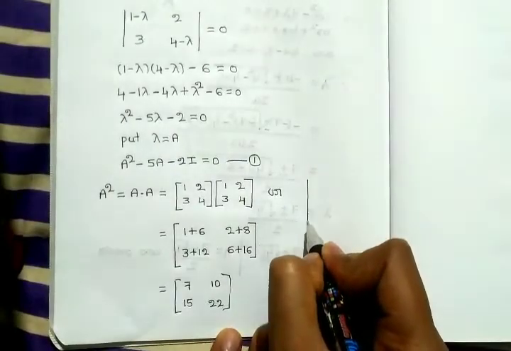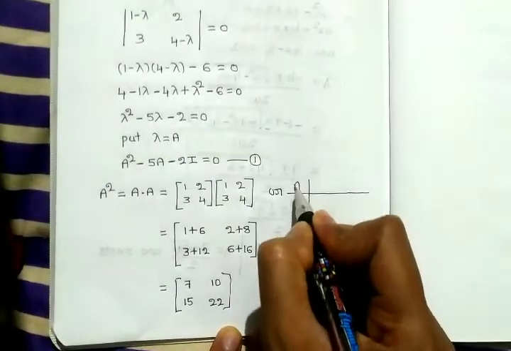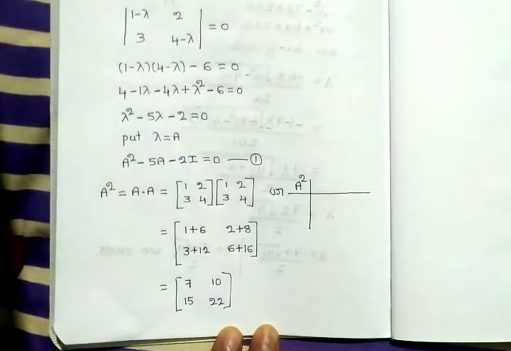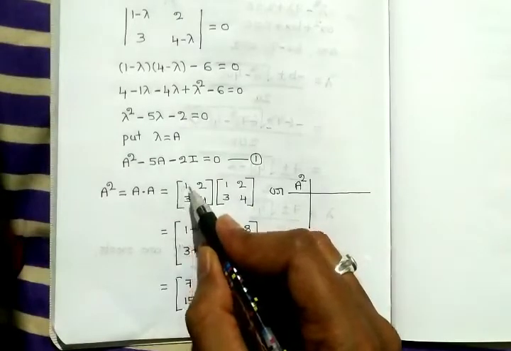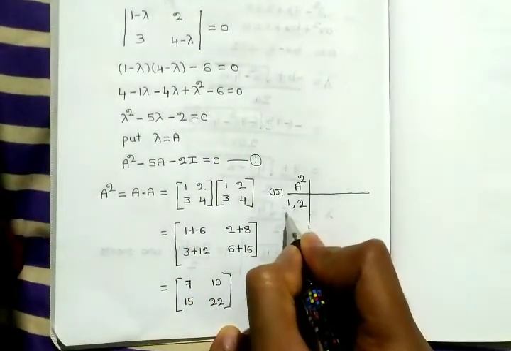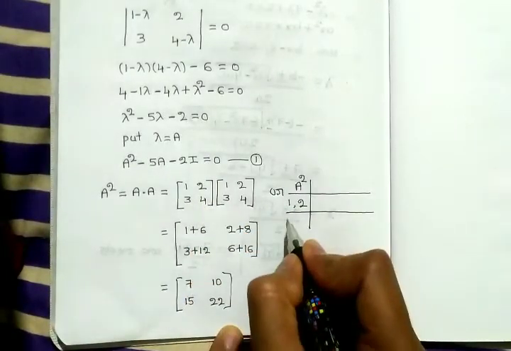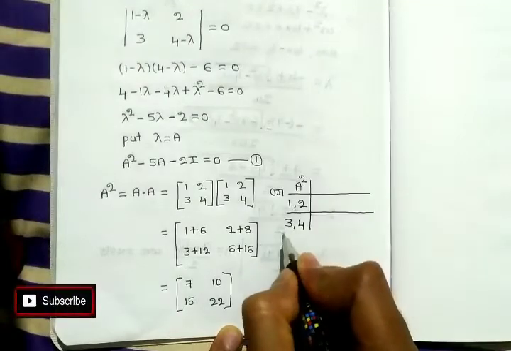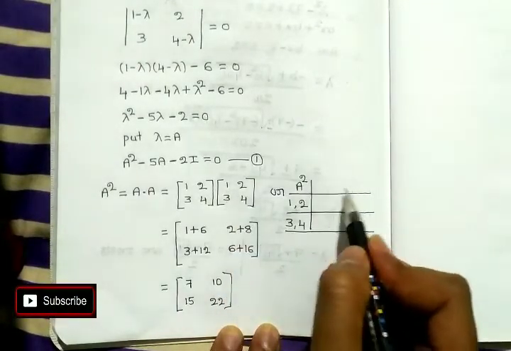So here the box method also I am going to solve. What you are going to do is find the A square value. In this part, first matrix only rows you need to note down. First row is 1, 2, put one line. Second row is how much here? 3, 4.